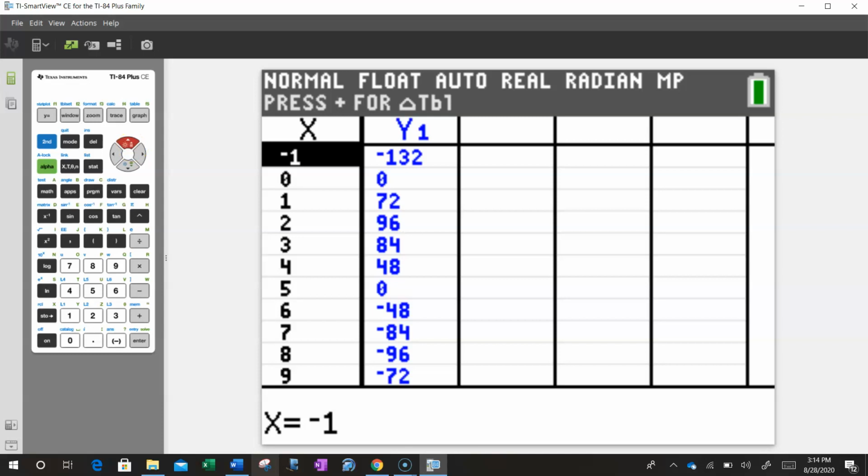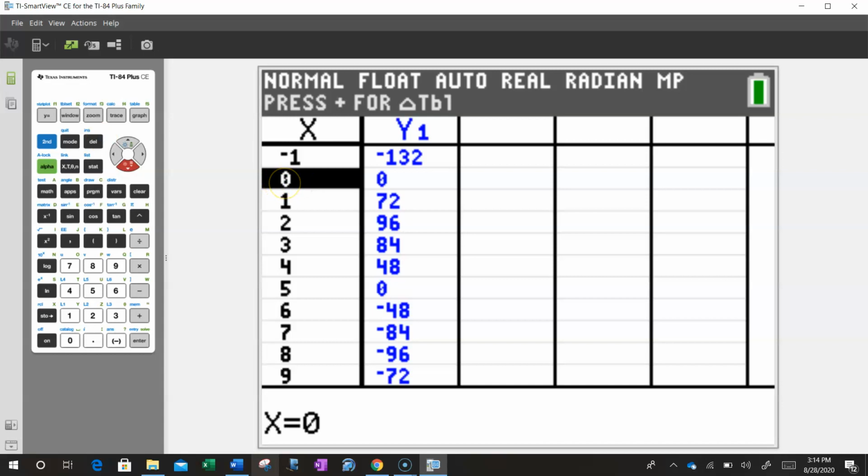X represents the height of the box, and V of x represents the volume of the box. So we don't want a negative volume, and we don't want a negative height, because that just doesn't make sense in the context of the problem. So there's no reason to look at these negative numbers. And then when we start looking from 0, obviously we talked about if we made the height 0, we'd have 0 volume, because it would just be a flat rectangle.